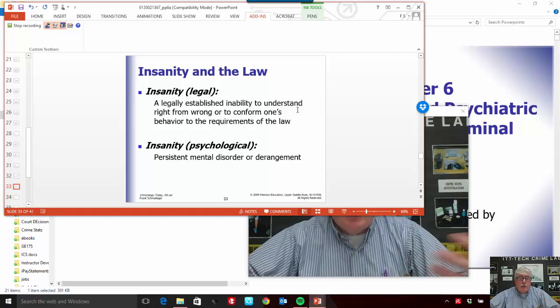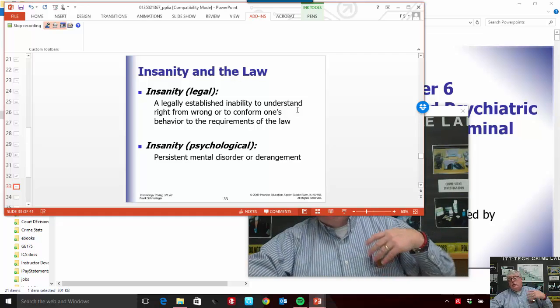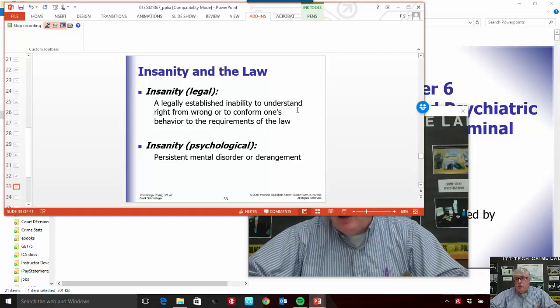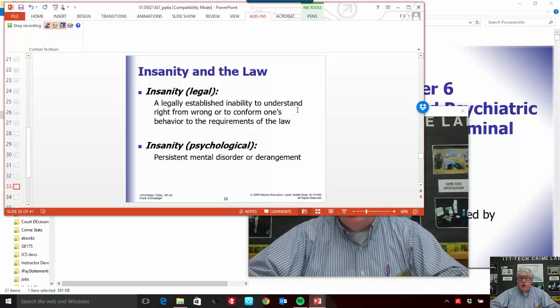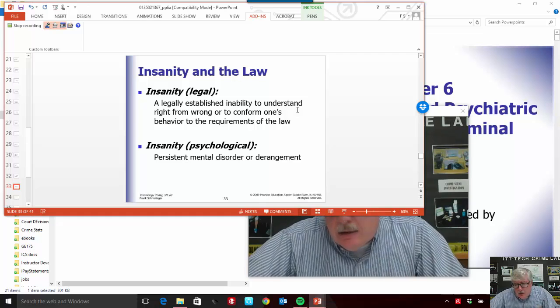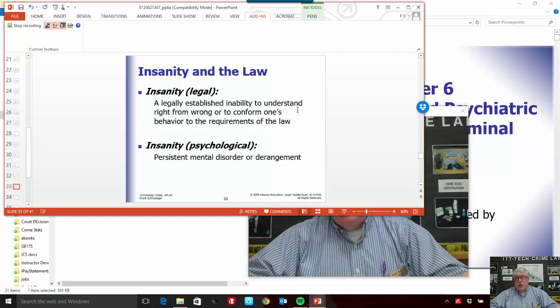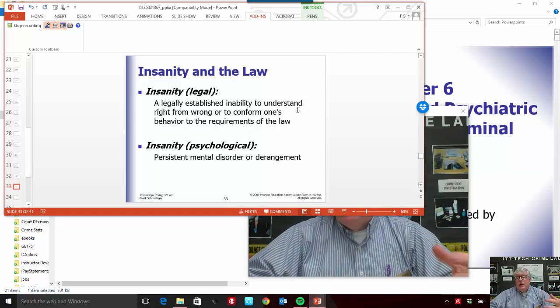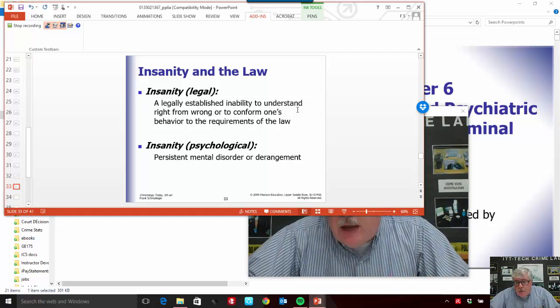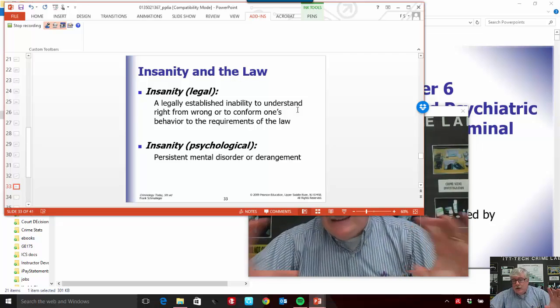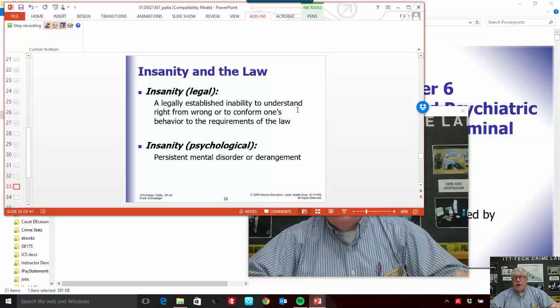Insanity in the law. We hear about people who are going to plead that they were mentally ill at the time of the crime, and therefore they shouldn't be held responsible. What does that mean? Well, insanity is a legal definition. It's when we establish the inability to understand right from wrong or to conform one's behavior to the requirements of law. That's legal insanity.